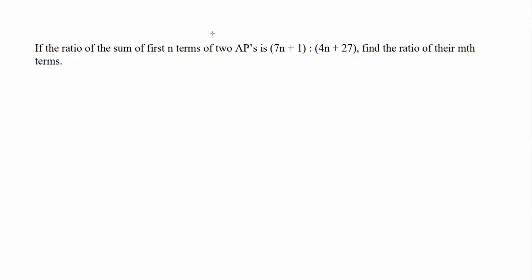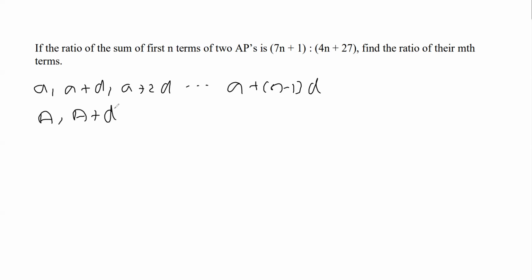Let's take two different APs. The first AP I take as A, A plus D, A plus 2D, and so on, and its nth term is going to be A plus (n minus 1)D. The other AP I take with first term capital A, and since this is another AP, I'm going to use capital letters: capital A, capital A plus capital D, capital A plus 2 capital D, and so on. So its nth term is going to be A plus (n minus 1) capital D.